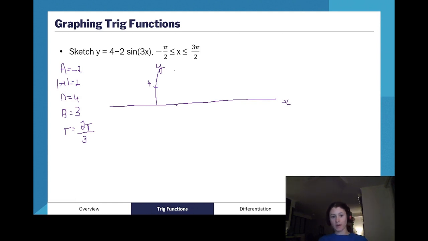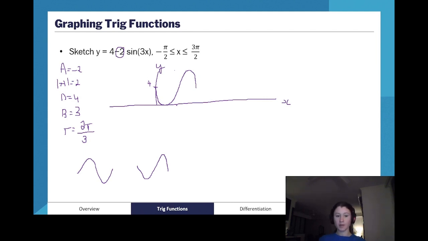And our period is 2 pi on 3. The other thing we know is that our curve is flipped because it has a negative coefficient. So our regular sine curve looks like this, but this is going to be flipped. So it's going to look like this. Right? So let's get started on sketching our curve. Our curve is going to start on the y-axis, and it's going to go down and back up again, right?